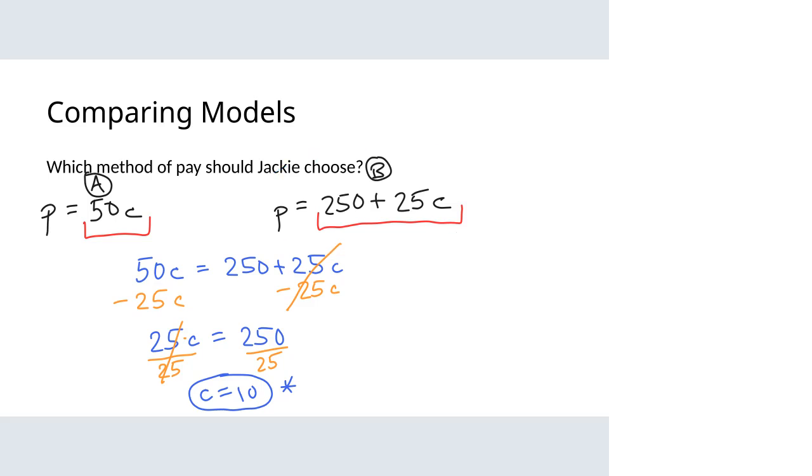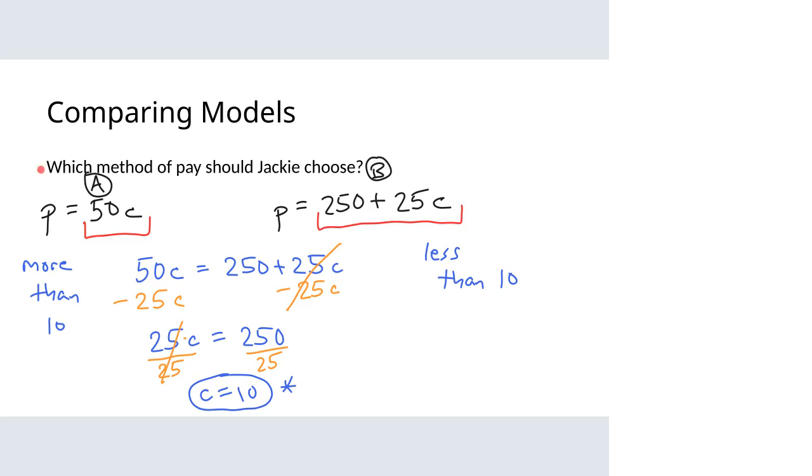So which one should she choose? Well, that kind of depends on how many computers she's going to sell. If she's going to sell more than 10 computers, we would choose option A. If she's going to sell less than 10 computers, then we would choose option B. If she's going to sell exactly 10, then it doesn't really matter. You could choose either one.